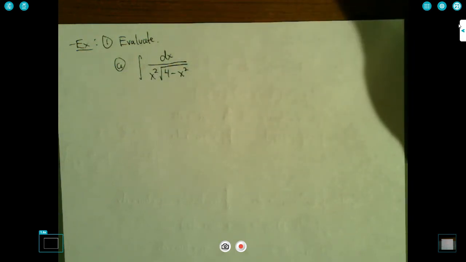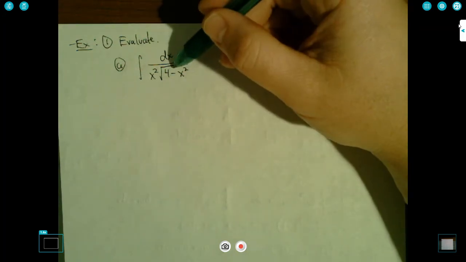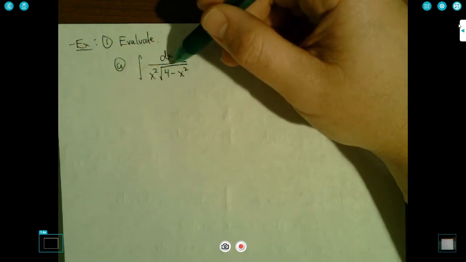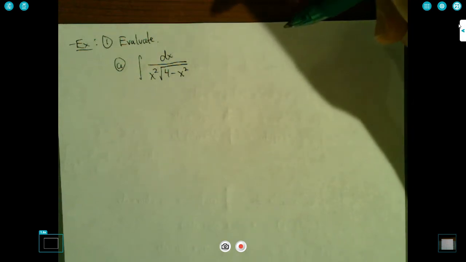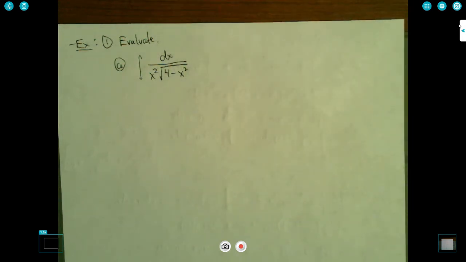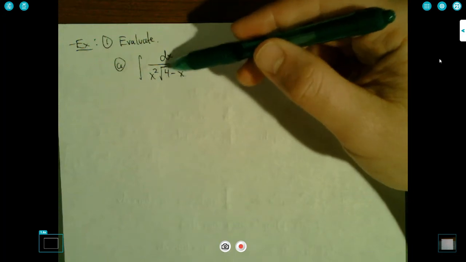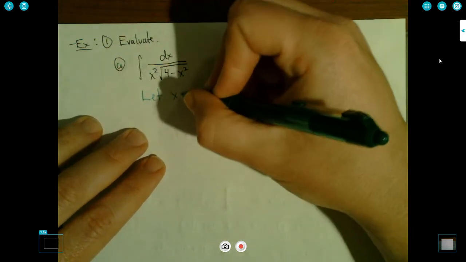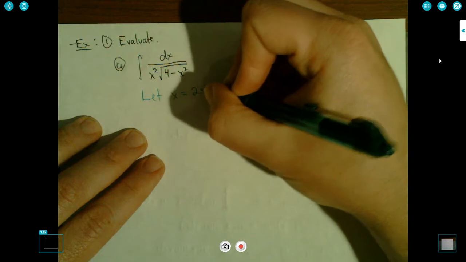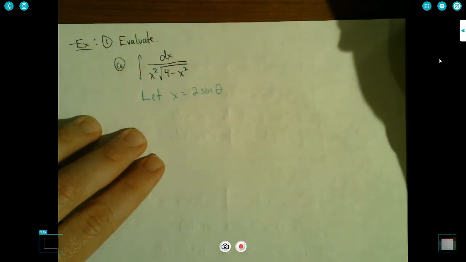So what we're going to do instead is we're going to do a trig substitution. And this integral has the form a squared minus x squared. This is a 2 squared minus x squared thing. And so the substitution for that is x equals a sine theta, right? Where a is 2 in this case. So I'm just going to cut to the chase and say, all right, let's do it. Let's let x be 2 sine theta, right?